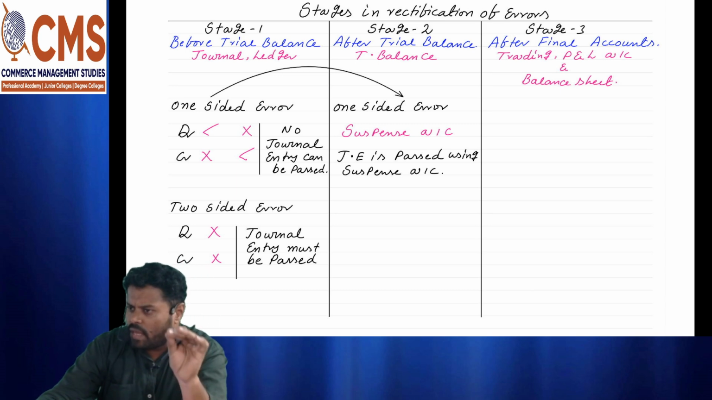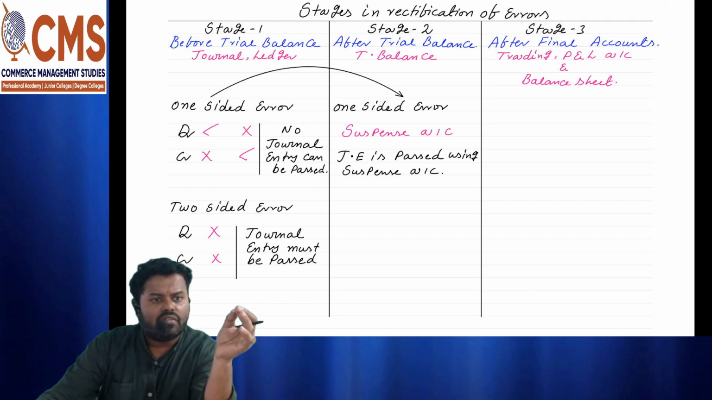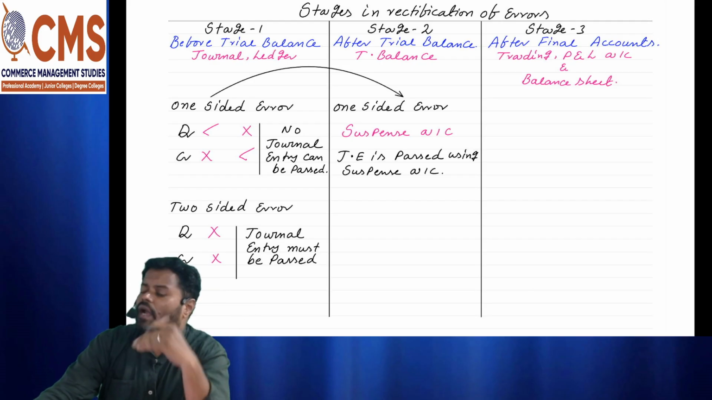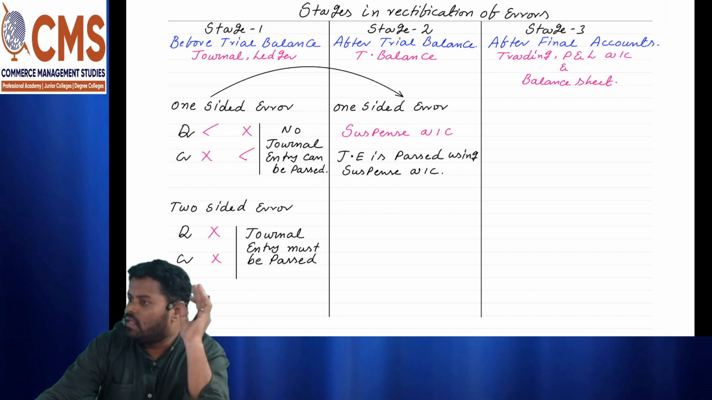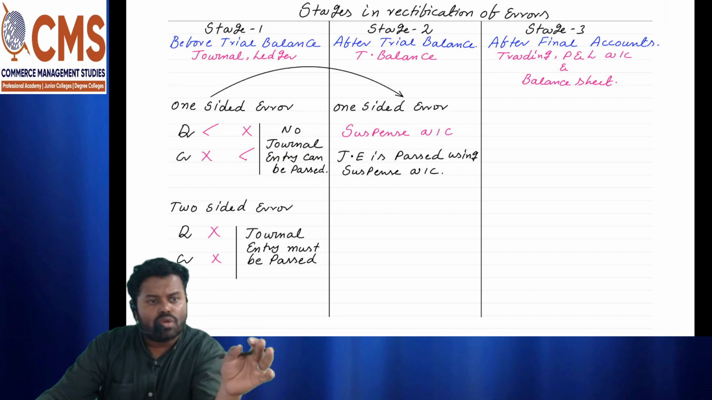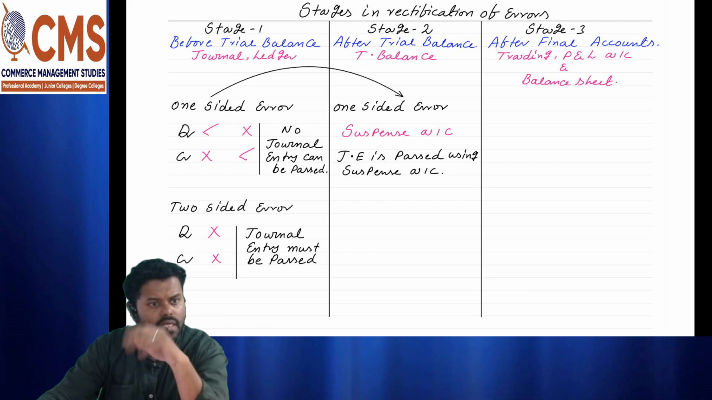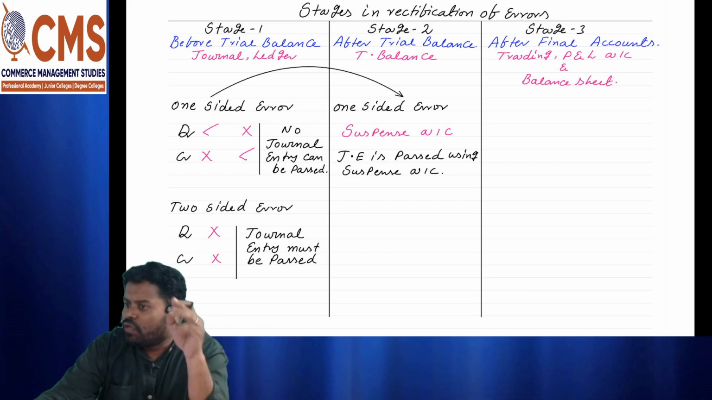Simple. Same error, if it is not identified at journal and ledger and you have extracted a trial balance, the trial balance will throw a shock at you. What is that shock? It is nothing but suspense. And when you are rectifying it, you have to rectify it by using a suspense account.